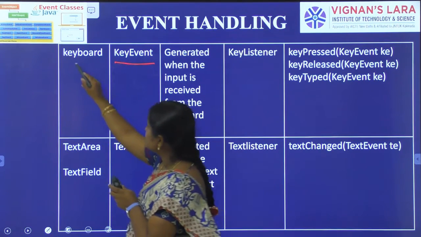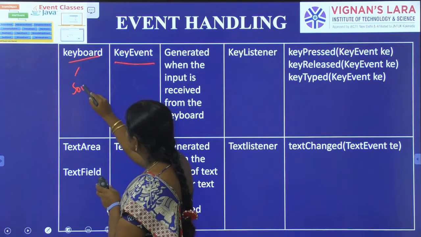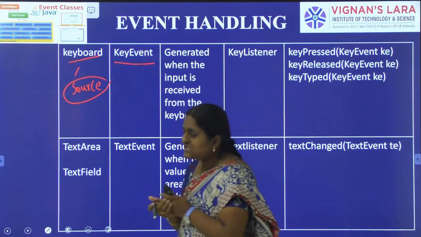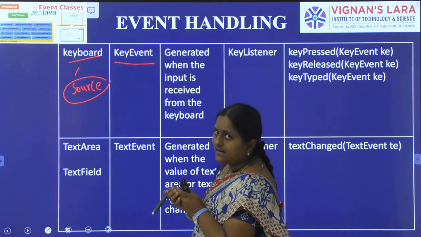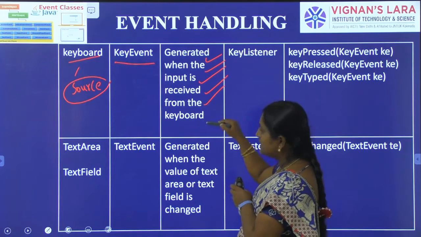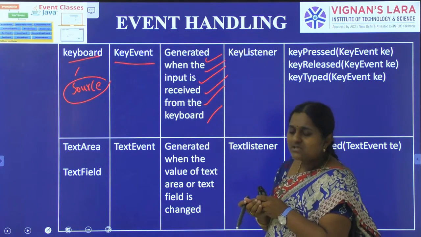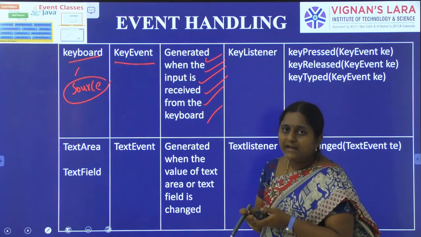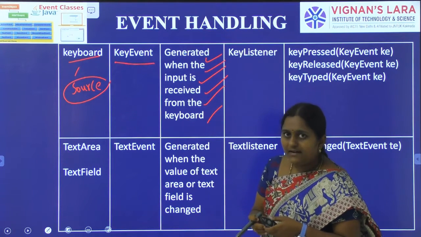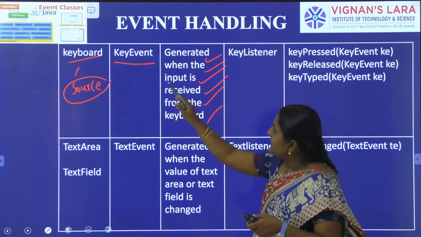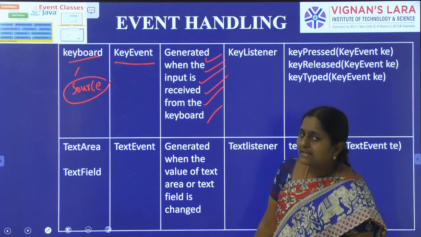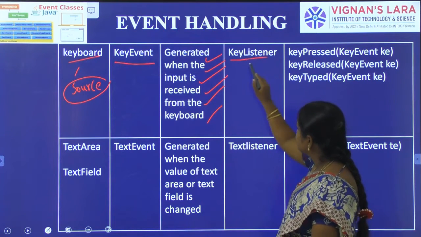Here the keyboard is the source. If you perform any keyboard operations, a KeyEvent is generated, when input is received from the keyboard. Sometimes through the command prompt we can read input values from the keyboard. In these situations a KeyEvent is generated. Whenever an event is generated, it is sent to the corresponding listener interface, here the KeyListener.